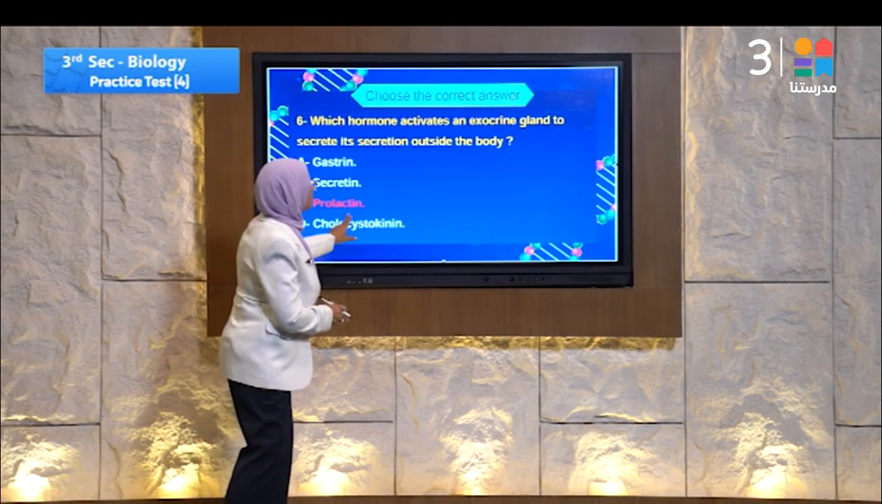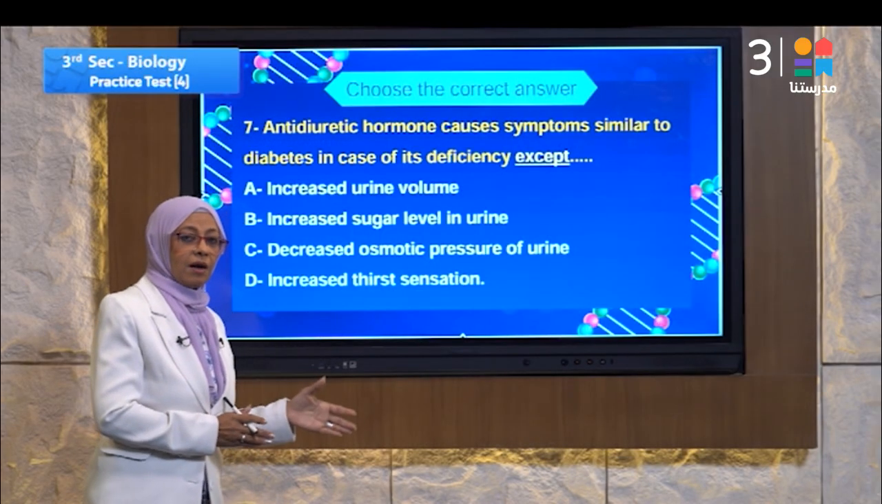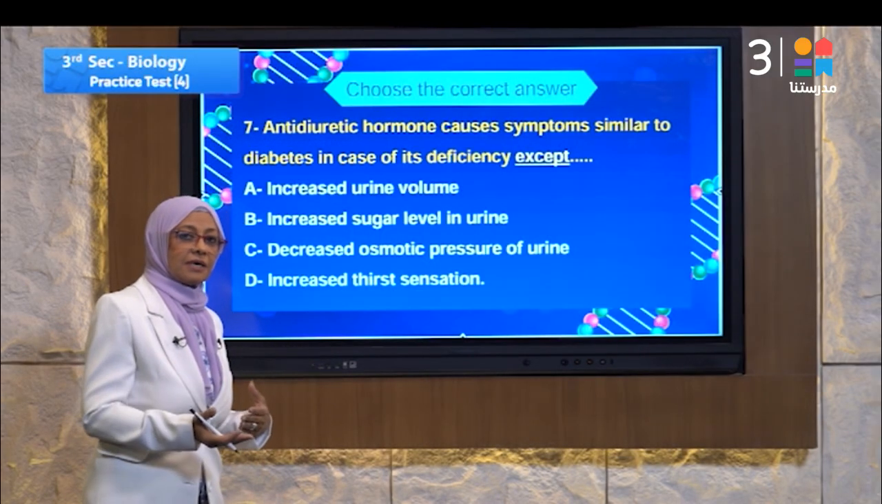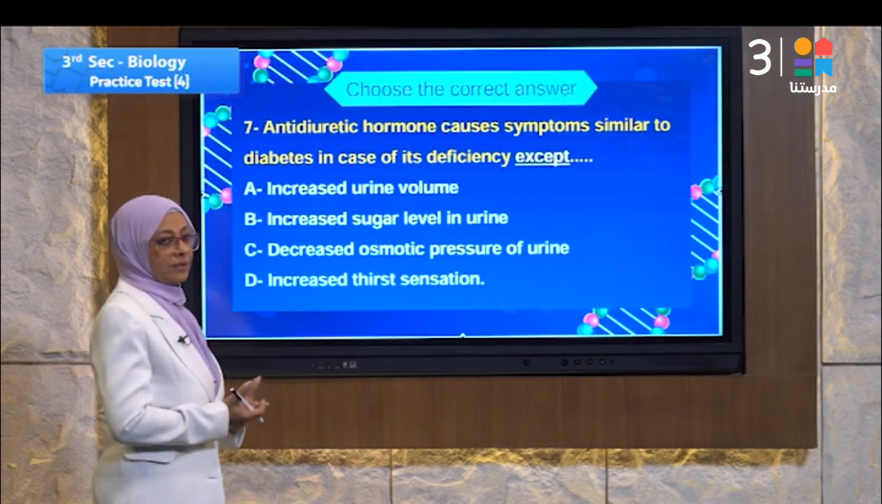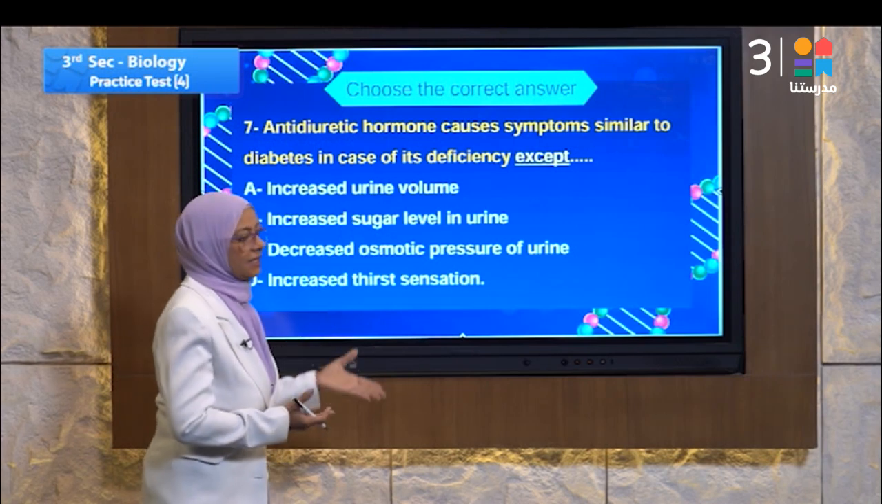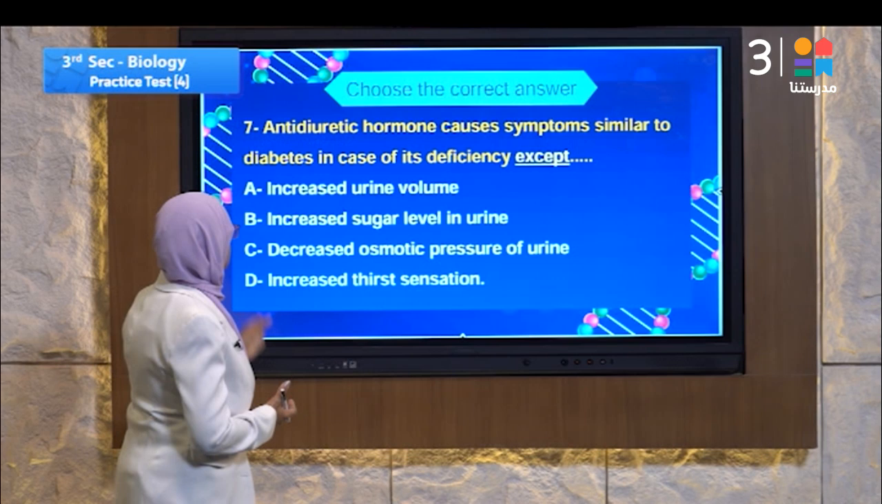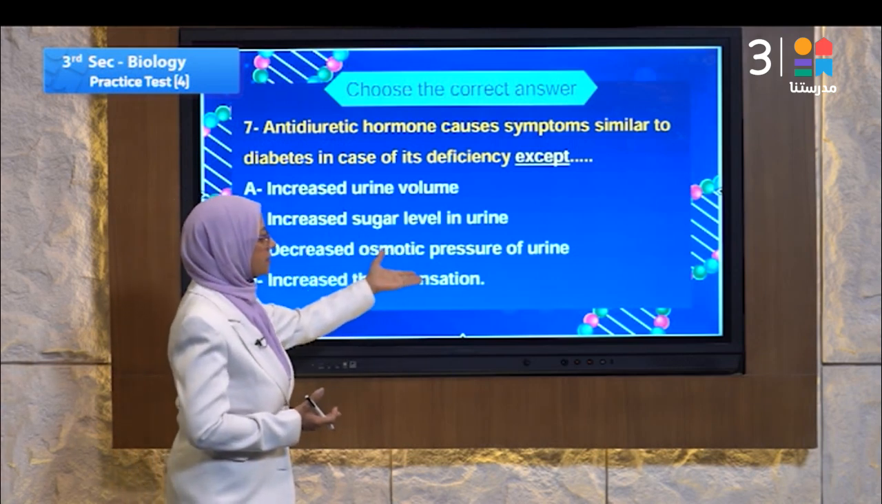Let's go to question number 7. Question number 7. Antidiuretic hormone, ADH, causes symptoms similar to diabetes in case of its deficiency. Except for one, all of these are similar between insulin and ADH. Number A, increase urine volume. Yes, urine volume is increased with both insulin and ADH deficiency. B, increase sugar level in urine.